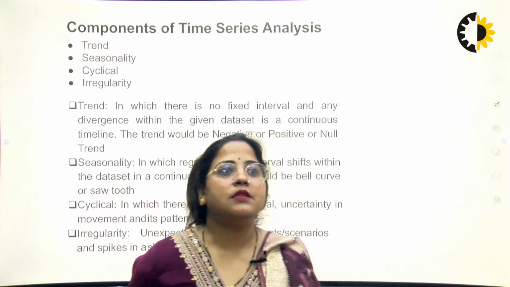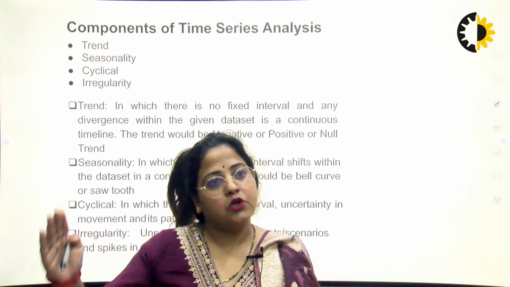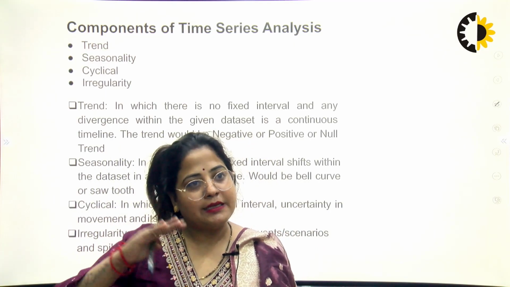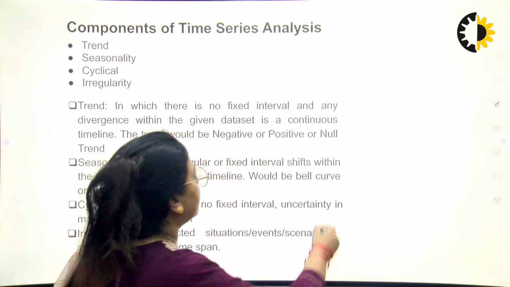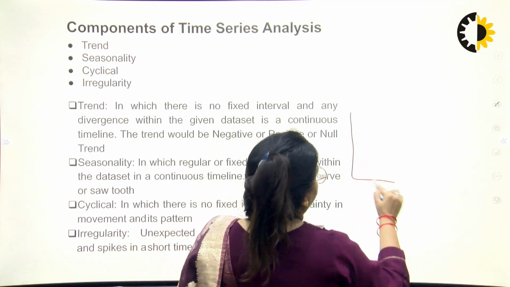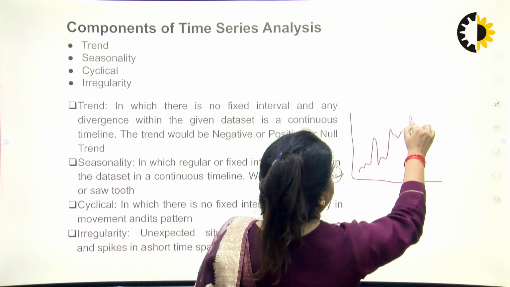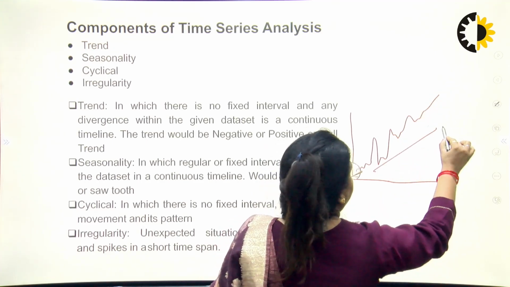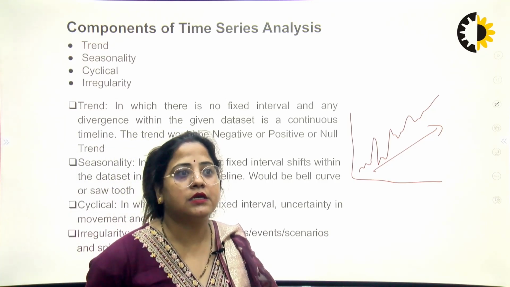Trend means there is no fixed interval. It means the data is in increasing order, maybe continuously increasing, maybe continuously decreasing. Let's suppose we take an example of this by a graph. So this is your data. It means the data moves continuously in the upward direction. So this is the trend in increasing form.